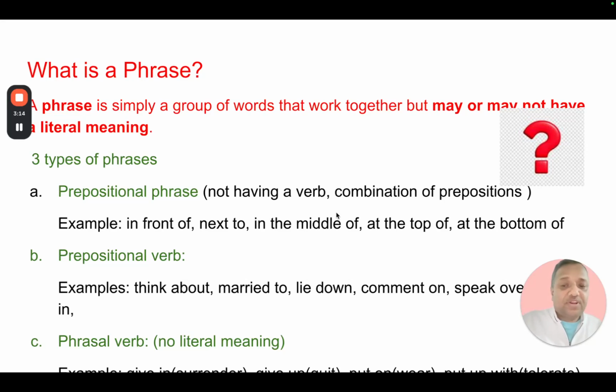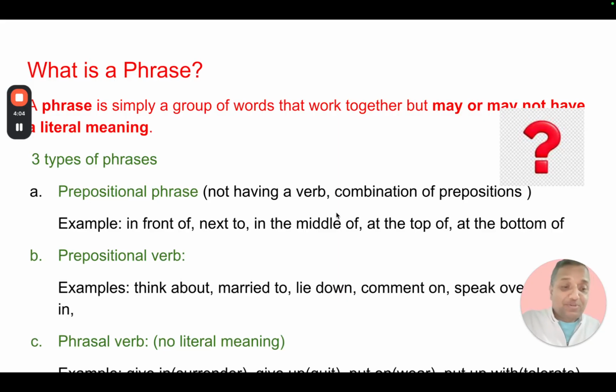The third is the phrasal verb. It doesn't have a literal meaning. It has a completely different meaning. For example, when you say give up, you mean to say quit. My brother has given up his work, means he has quit his work. But if you say give in, you mean to say surrender. Put on means to wear, and put out means to extinguish. They managed to put out the fire within 5 hours. That means the firefighters managed to extinguish the fire. This kind of combination is called a phrasal verb.